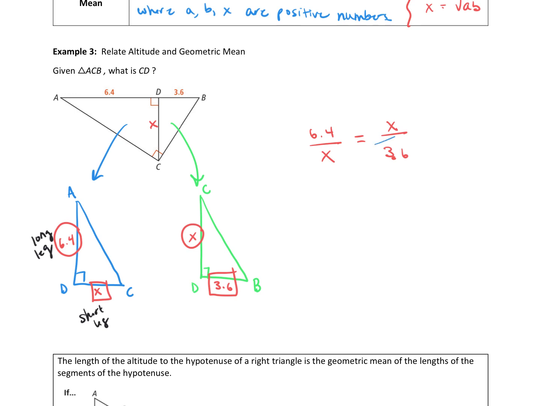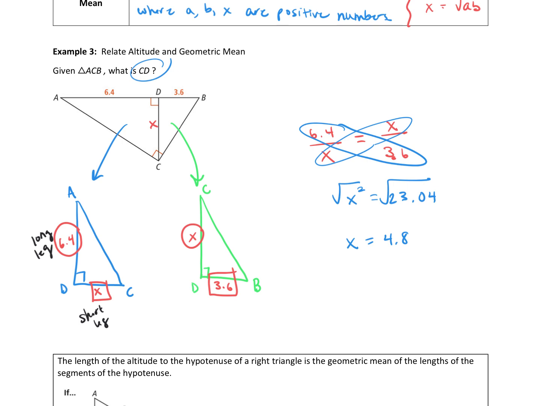We're going to cross multiply. x times x is x squared. 6.4 times 3.6 is 23.04. Then we just square root both sides, and x is equal to 4.8. So they asked, what is CD? Well, we labeled it with an x, so we can say CD is equal to 4.8.